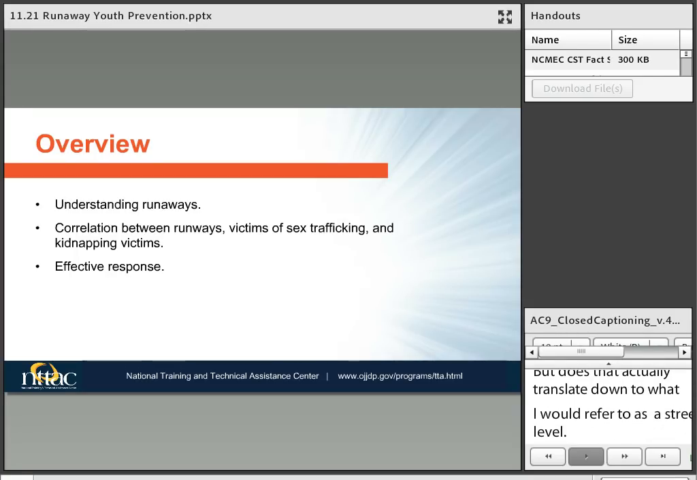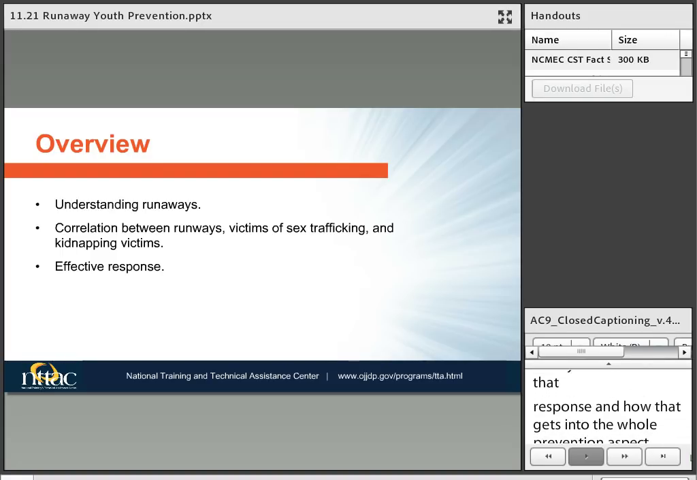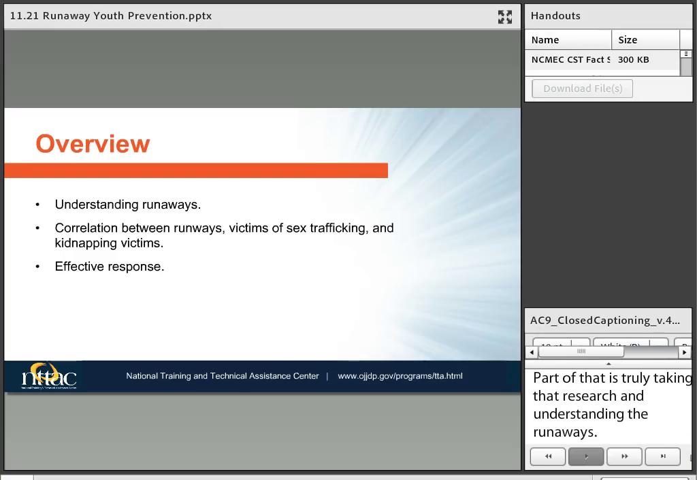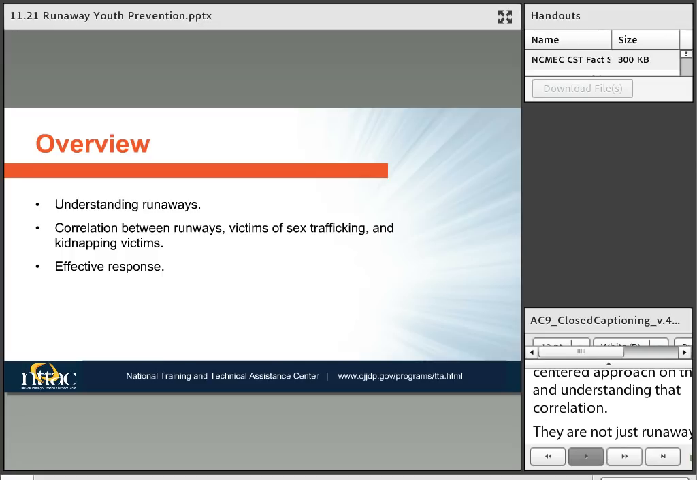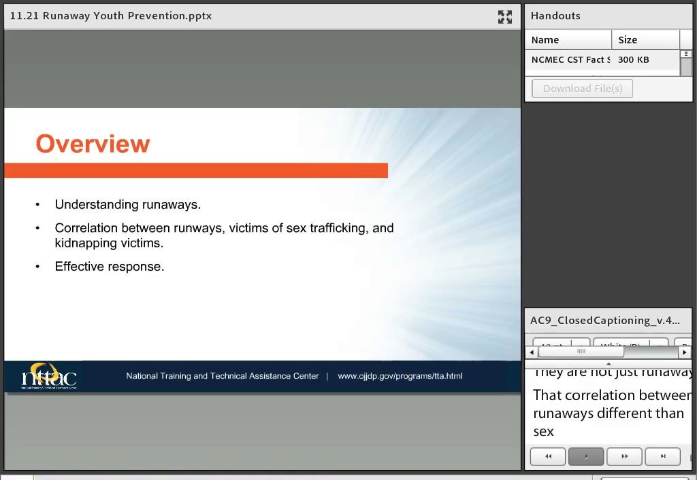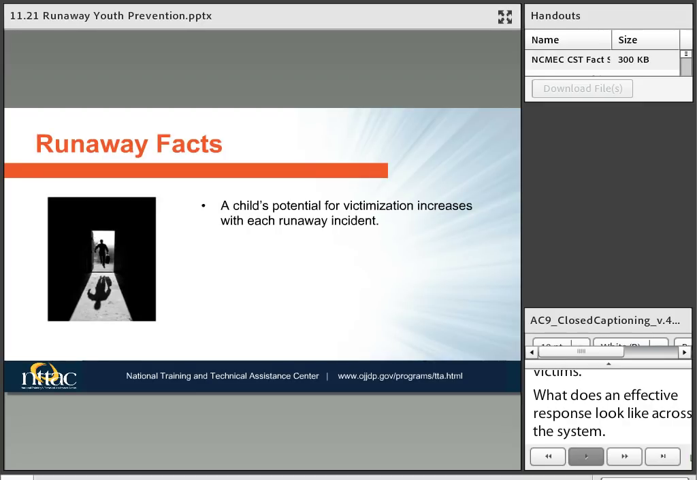And part of that is truly taking that research and understanding the runaways. And by understanding those runaways, truly having that victim-centered approach and understanding that correlation. They're not just runaways, and there is a correlation between runaways, victims of sex trafficking, and child kidnapping victims. And then, what does an effective response look like across the system? And how do we implement that effective response? So that's where I'll take us in the next 10 or 15 minutes, as we really build upon the great information that we've already been provided.